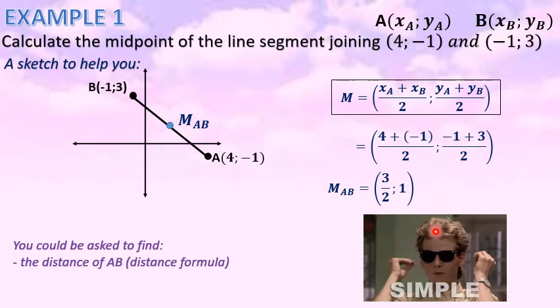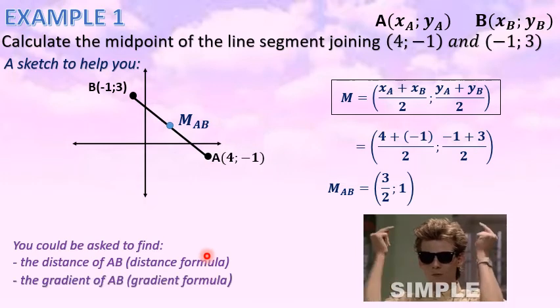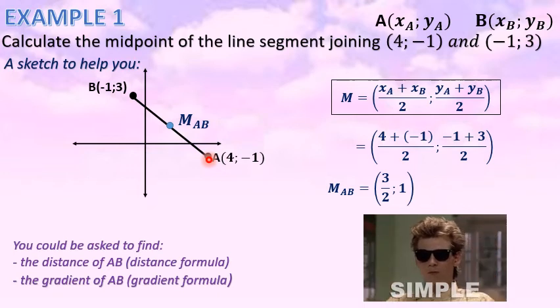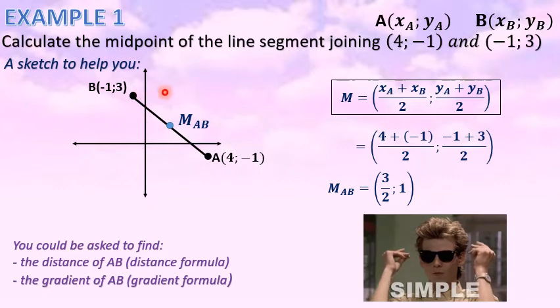Note that you could also be asked to find the distance of AB. So we have two coordinates, we can apply the distance formula. And if you remember grade 9, you can also apply the gradient formula of the line AB, which is, I hope you remember, change in y over change in x. So you take 3 minus 1 over negative 1 minus 4.